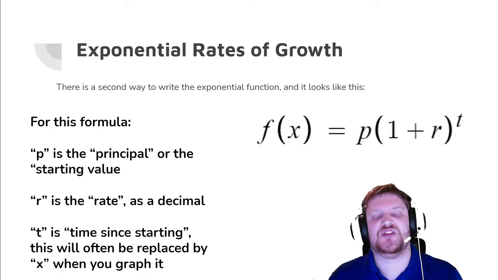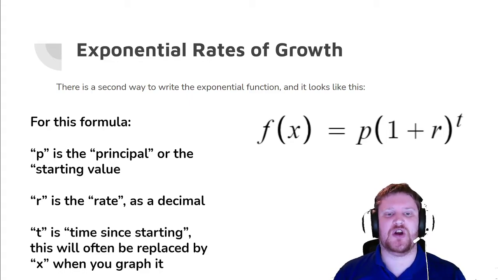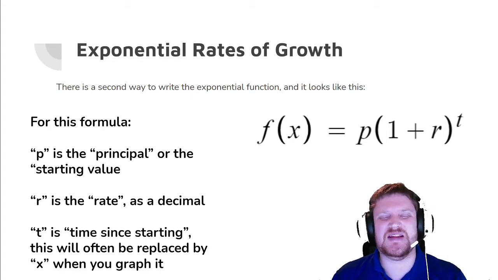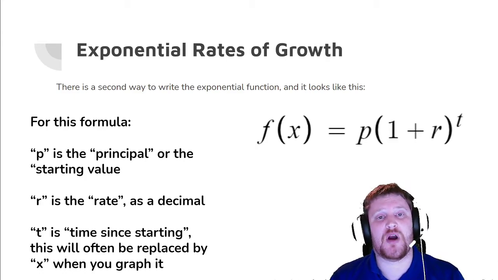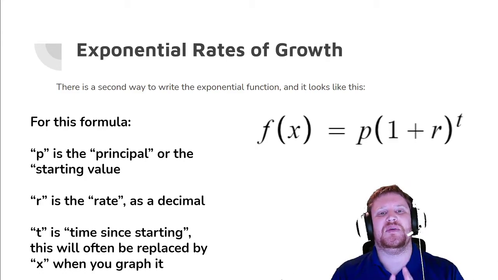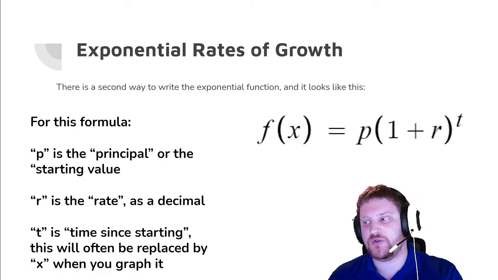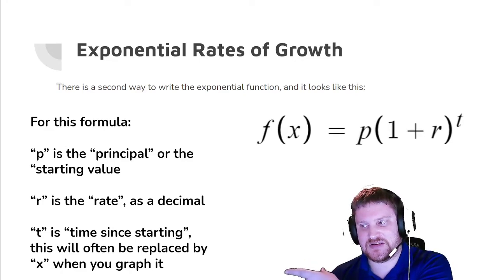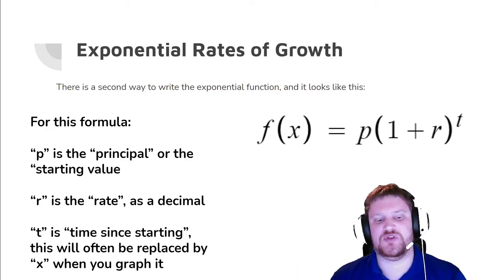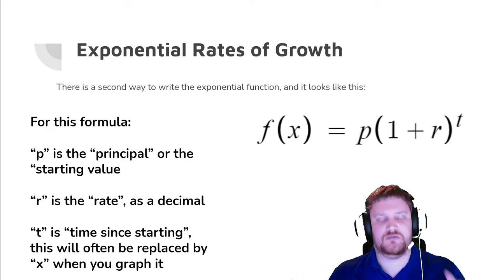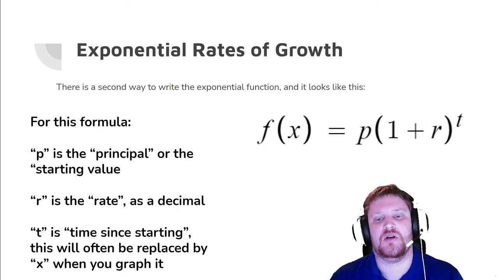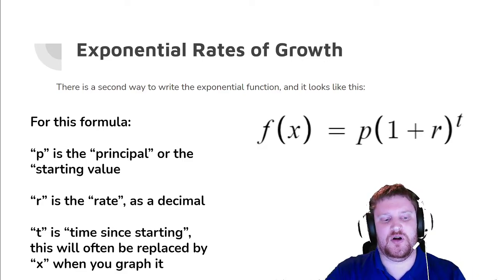Finally, T stands for time since starting. Now it can be minutes, seconds, hours, it depends on the problem, but it's always going to be time. If you're going to graph this, you're usually going to have to replace it with X, because again, Desmos is too dumb to know that you actually mean a variable. So you have to put in F or X.